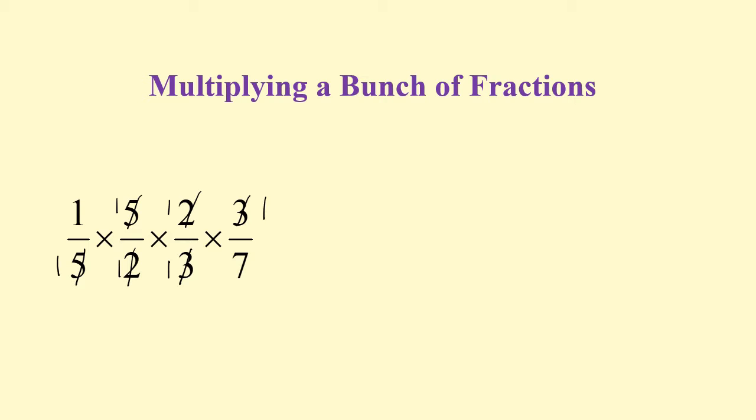And when I've done all of that, I now multiply straight across. And all I have left on top is a bunch of 1's. And all I have left on bottom is a few 1's and a 7. So that leaves me with 1 over 7.